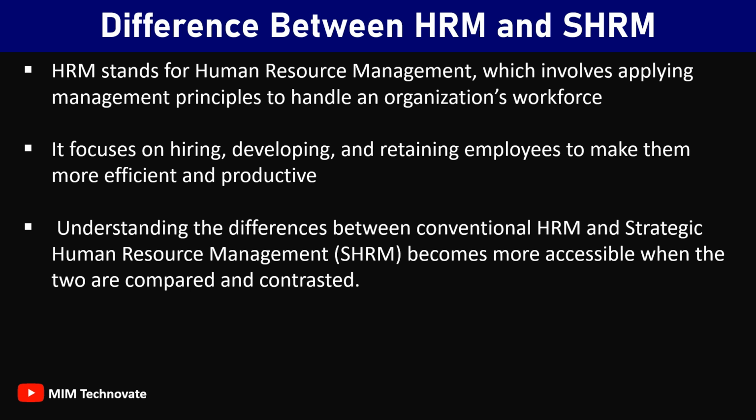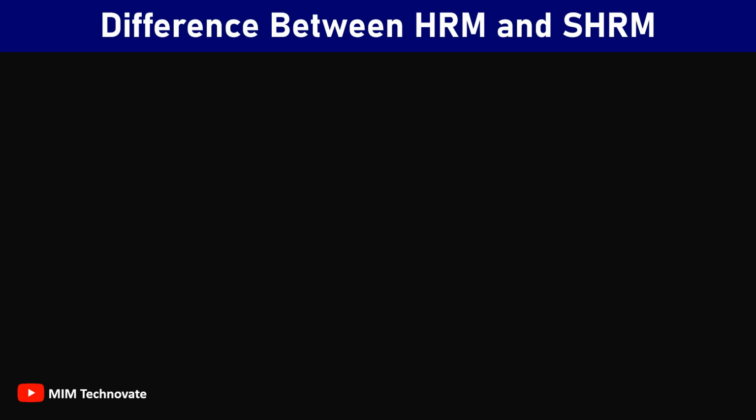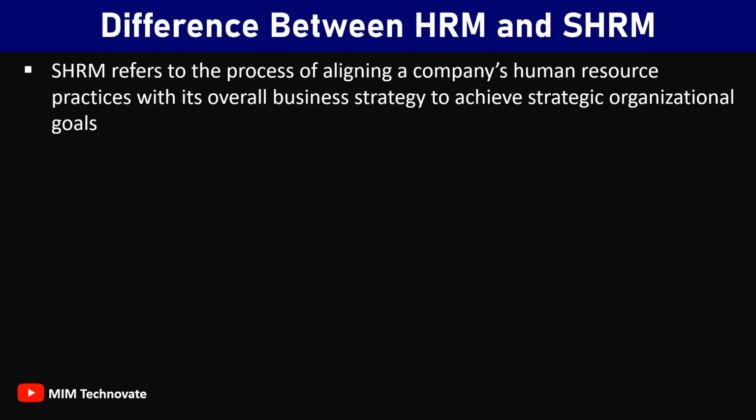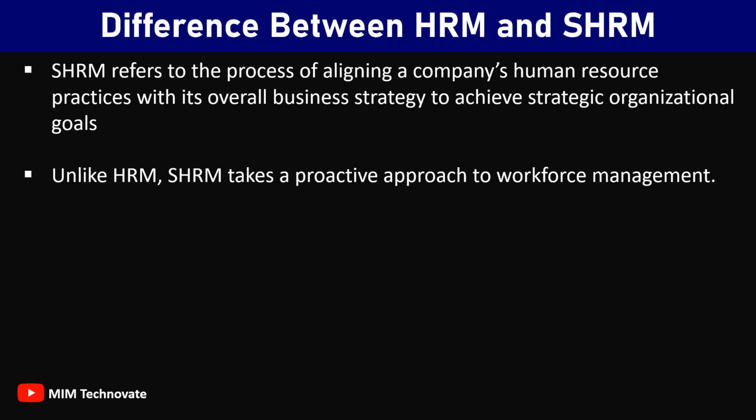Understanding the differences between conventional HRM and strategic human resource management, SHRM, becomes more accessible when the two are compared and contrasted. SHRM refers to the process of aligning a company's human resource practices with its overall business strategy to achieve strategic organizational goals. Unlike HRM, SHRM takes a proactive approach to workforce management.